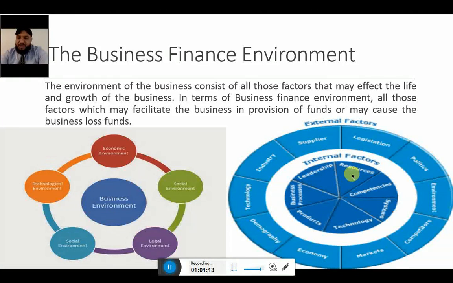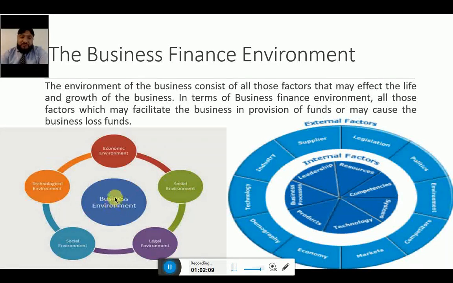Internal factors could be leadership, resources of the business, competencies in the business, systems used by the business, technology, products, and business processes. These are the factors which internally affect the business and create the internal business environment. Now there is the external business environment, or external factors of the business, which are industry, suppliers, legislation, politics, environment, competitors, marketers, the economy of the country, and demography. Demography means the characteristics of the population living in that country. In technology, one is internal technology, one is overall technology. These external factors affect the business and create the external environment of the business, and the internal factors create the internal environment of the business.